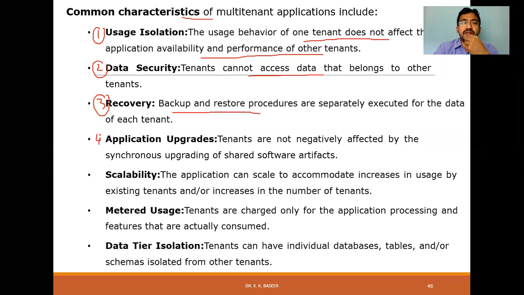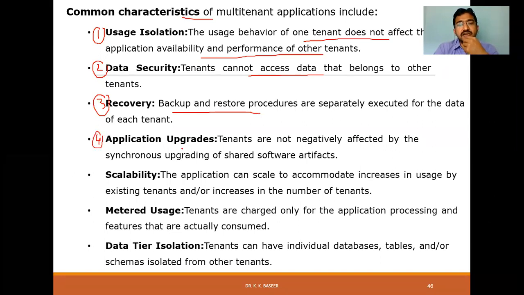The fourth one, application upgrades. Application upgrades means, as you have also seen, every week or two weeks some updates are coming for PhonePe or WhatsApp. Not only that, other applications also get updates. Tenants are not negatively affected by synchronous upgrades of shared software artifacts, because any problem will come, since it is trial and error. All the apps are trial and error.